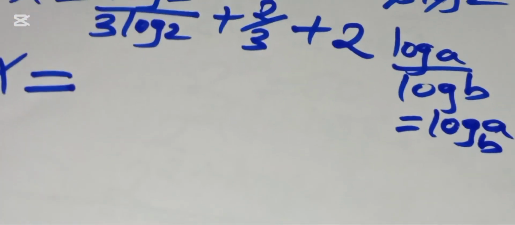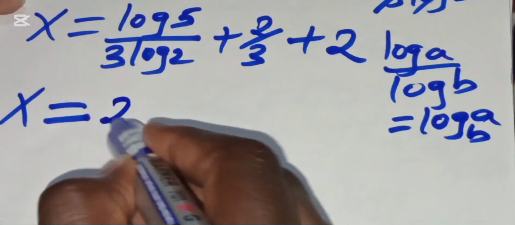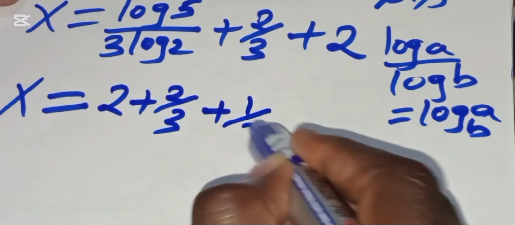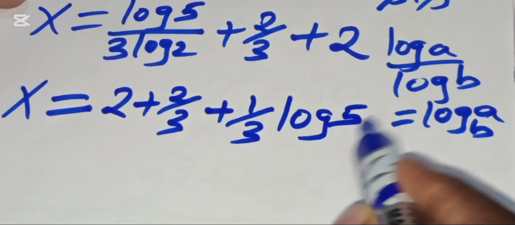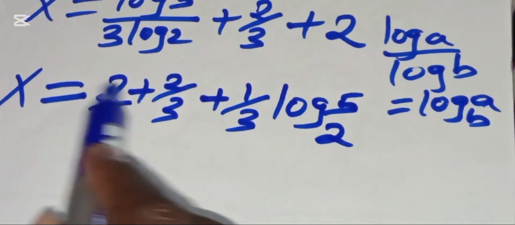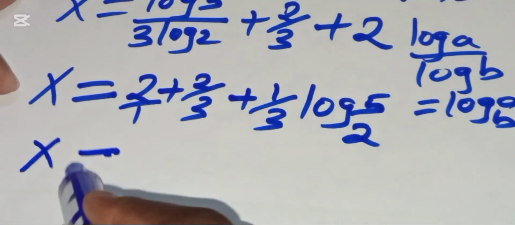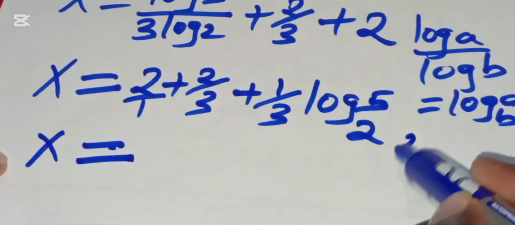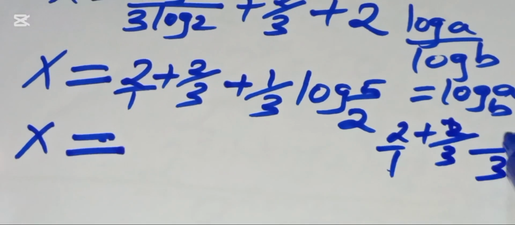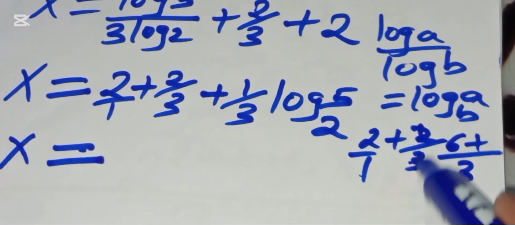So let's apply this property quickly so that we'll have x is equal to 2 plus 2 over 3 plus a third log 5 to base 2. Okay, now if you combine 2 plus 2 over 3, so this is the same thing as x is equal to, 3 times 2, which is 6, plus this is 3 divided by 3, 1 times 2, 2.